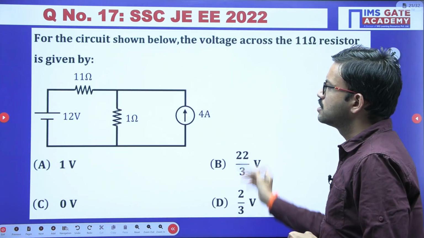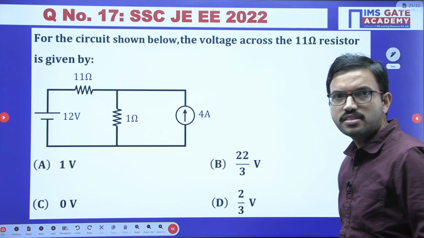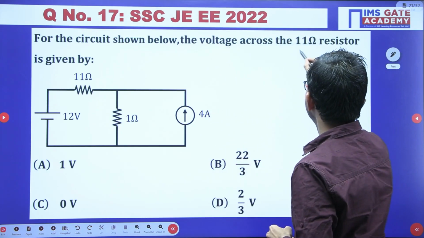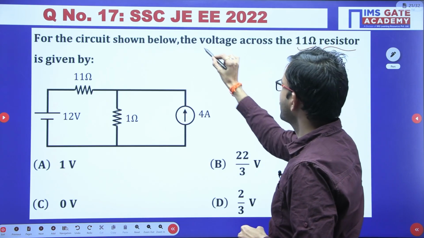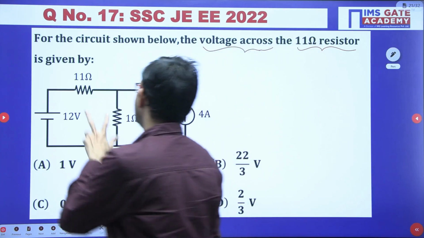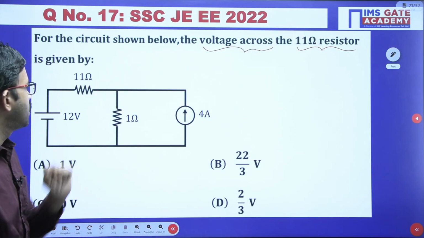So in this question you have the circuit diagram like this. The question is, you have one 11 ohm resistor. Across that resistor, how much voltage do you have? Voltage across the 11 ohm.